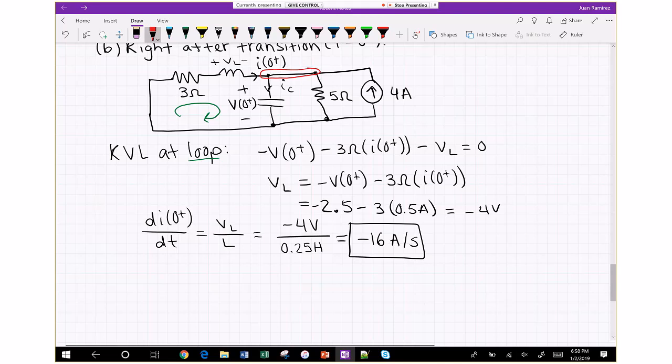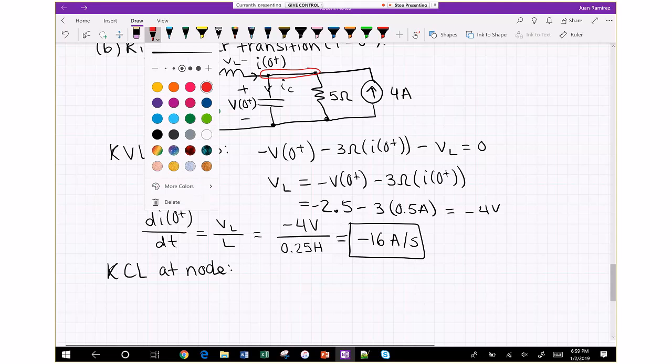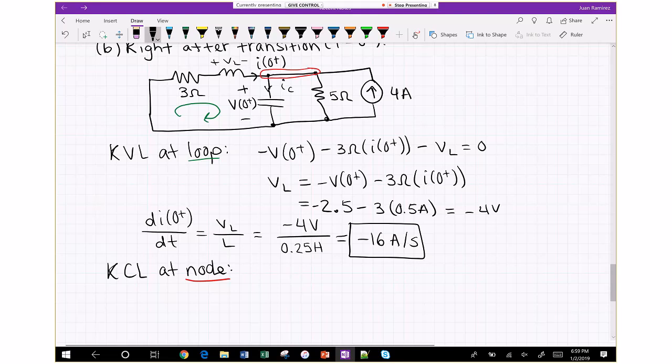And look at the currents entering and leaving that red node. So let me say KCL at node, where node is that red circle. We know the currents going into the node are I of 0 plus and 4 amps. The currents leaving that node are IC minus the current going through the 5 ohm resistor.